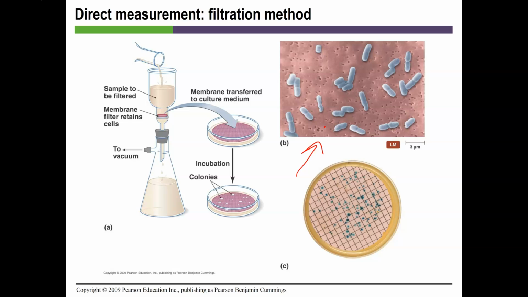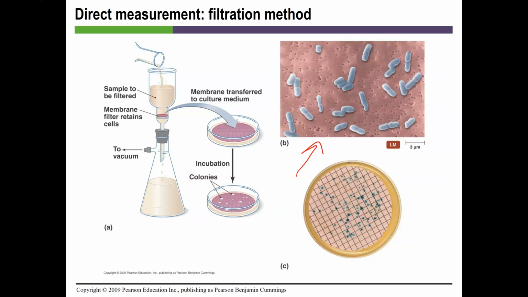If, for example, there were 1 organism per mil, if you filter 100 mils, you would expect 100 cells to be trapped on the filter membrane. The membrane is then moved to the appropriate media, and the trapped cells will grow into colonies.